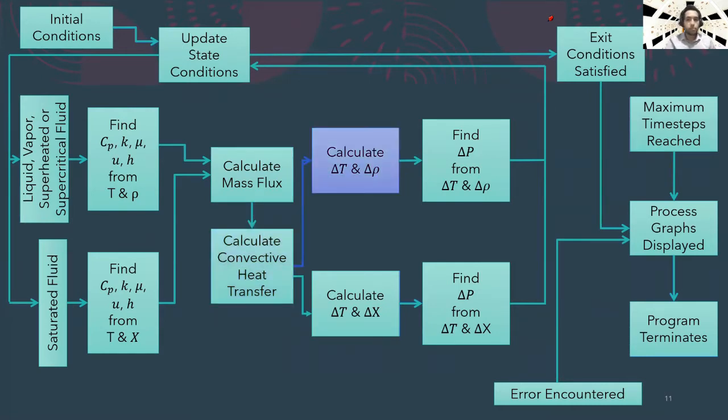The heat transfer rate helps to find the change in temperature and density, which ultimately helps to find the change in tank pressure. Now, if the fluid is saturated, the temperature and quality will be used instead of the temperature and density. The loop continues until the tank is filled. At 15 kilograms, the graphs are displayed and the program ends. If the total time exceeds 30 minutes, which was chosen arbitrarily, the program also terminates. If an error is encountered during any step, the program will end as well.